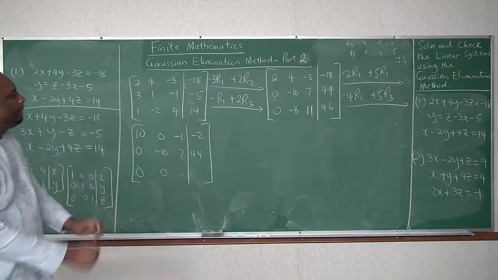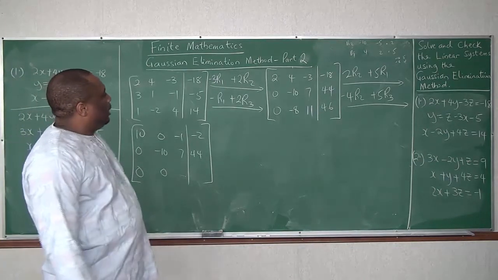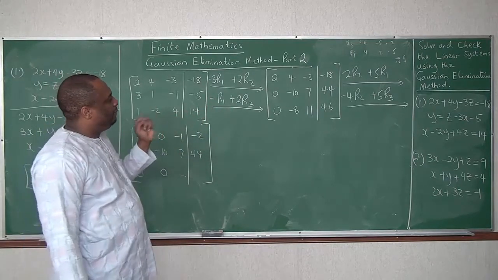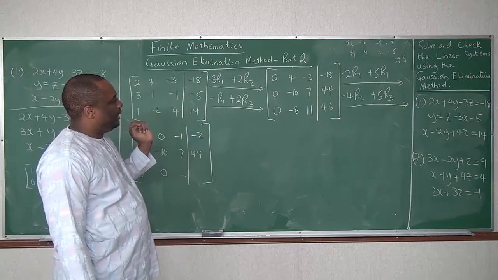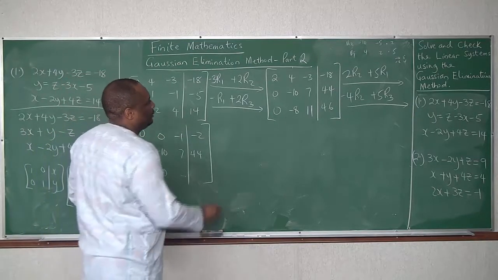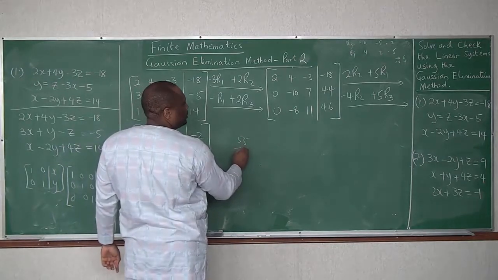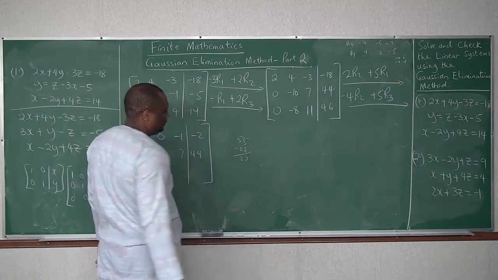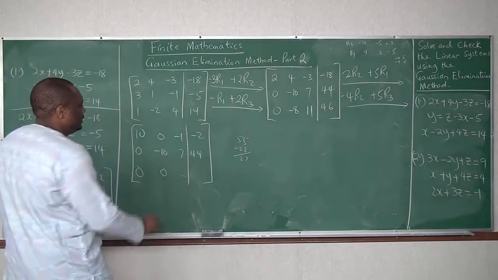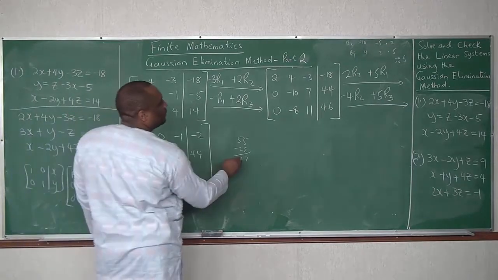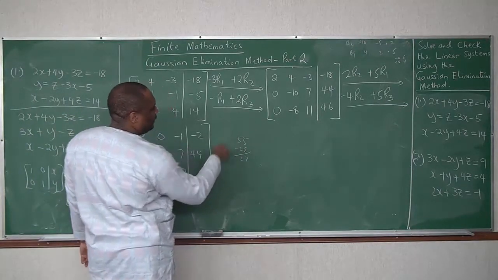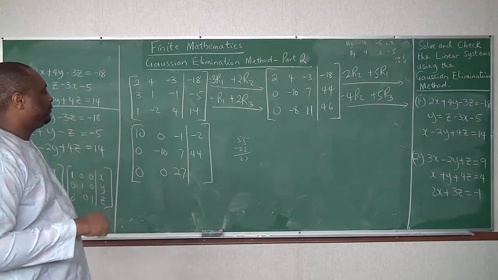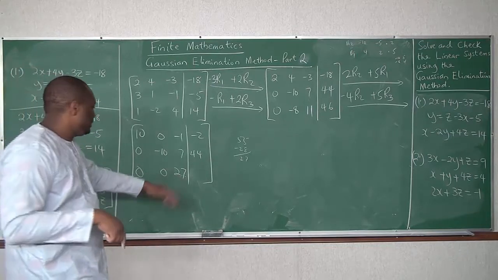Then 40 minus 40 is 0. Negative 28. Right? Negative 28 plus 55 is what? 55 minus 28. This will give us 27. Okay, 27. Negative 28 plus 55 is 27. Right? It's 27.